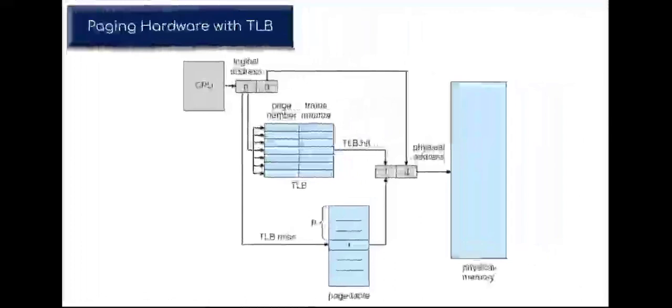Whenever a miss happens, only at that time do we need to focus here. Otherwise this TLB will help us get the page number faster, and that reduces the time greatly. So this is the paging hardware with TLB, where the entire paging has one more data structure, that is the TLB, the translation look-aside buffer.